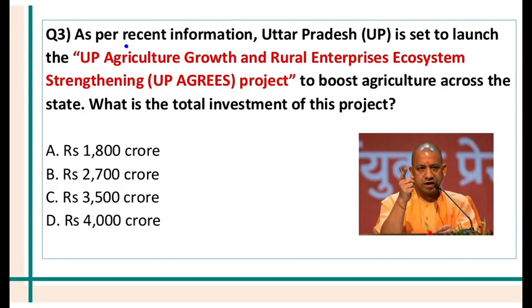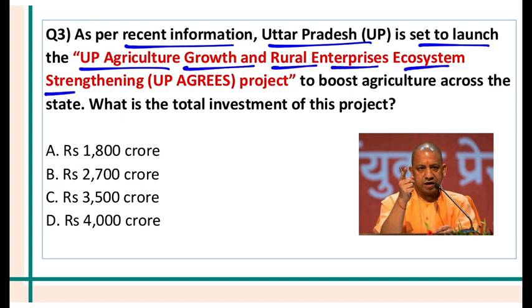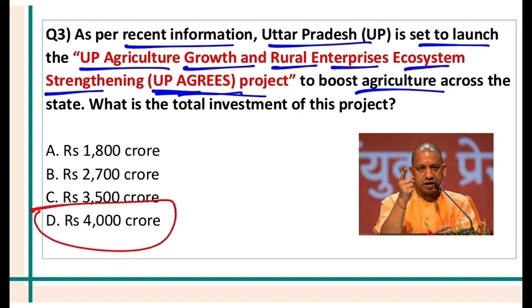Let us move on. As per recent information, Uttar Pradesh is set to launch the UP Agriculture Growth and Rural Enterprises Ecosystem Strengthening, or UP Agris project, to boost agriculture across the state. What is the total investment in this project? Total investment will be 4,000 crore rupees. And this is a loan given by the World Bank to UP. So they want to boost farmers' income, agriculture productivity and agriculture-based industries across the state.